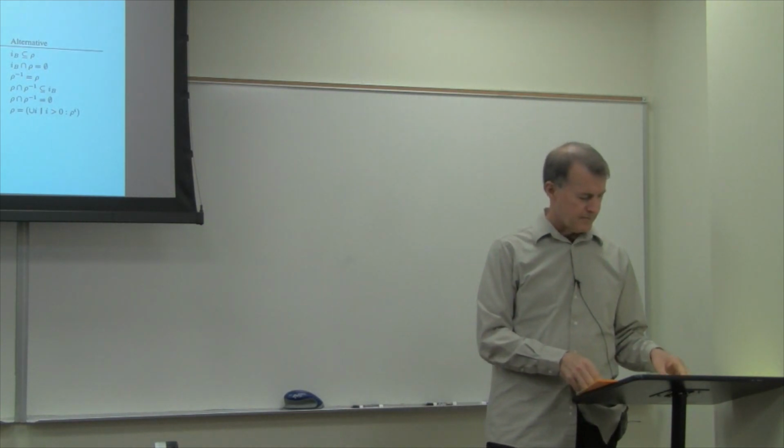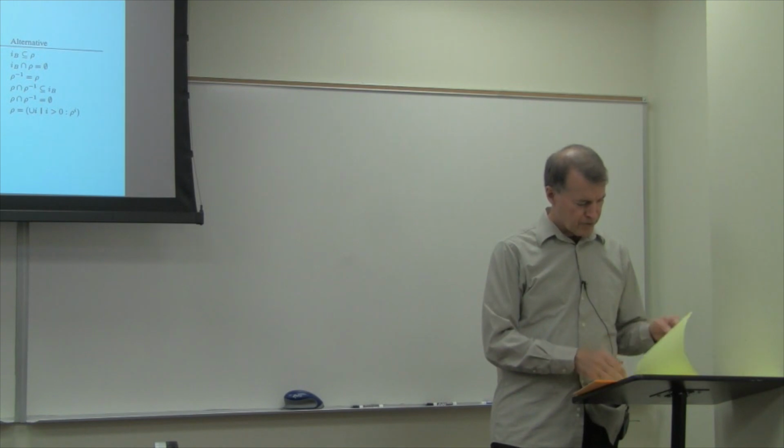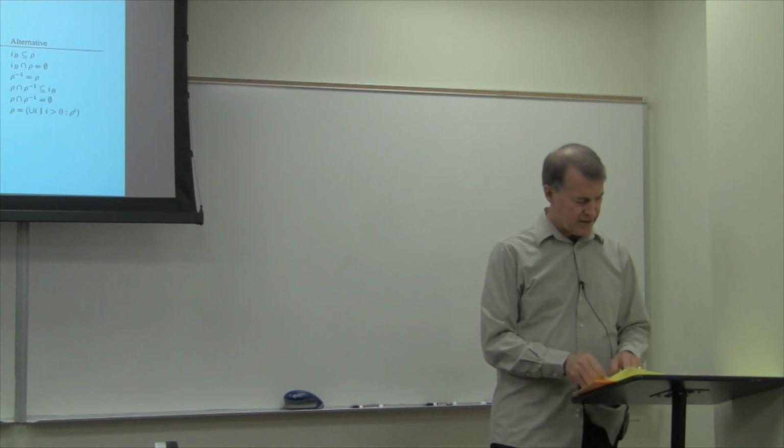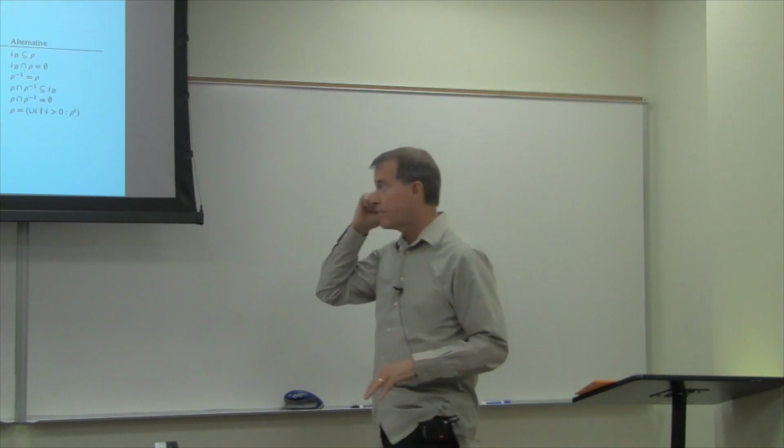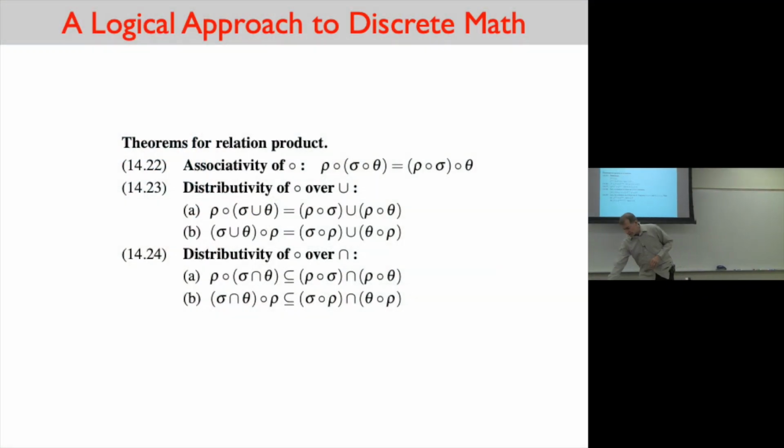So on 1423A, that was to prove 1423A, right. So let's take a look at it up here. That's rho times the quantity sigma union theta equals rho times sigma union rho times theta. So that's a distributivity law.